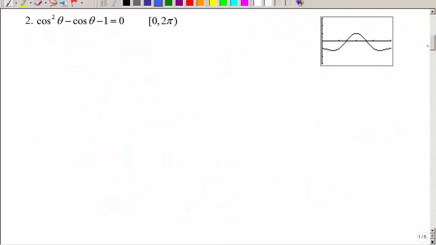Let's look at the second example. The good news is that we have the same trig function, which is cosine, and that we have the same angle, which is theta. So what do we need to do? Well, it looks like something we've done previously. It's quadratic, so we might think about factoring. But let's kind of substitute. How about if we let x be cosine theta?